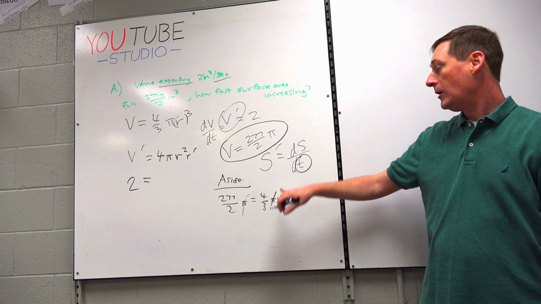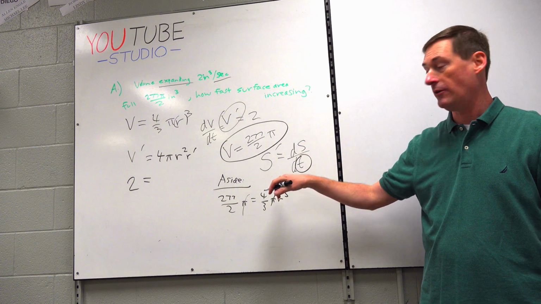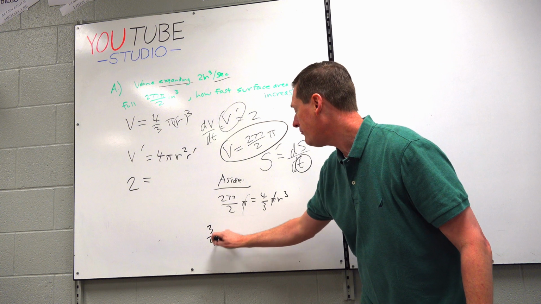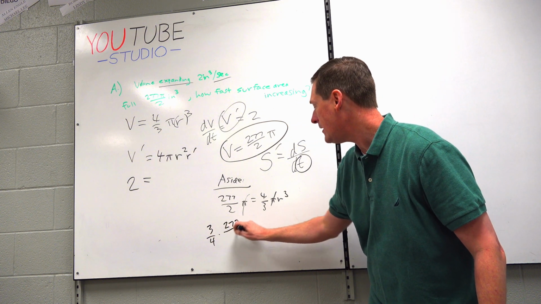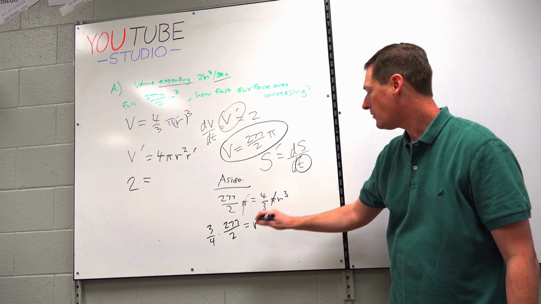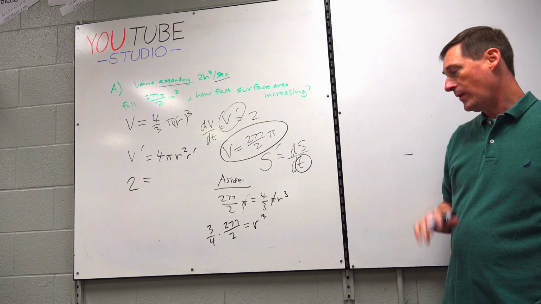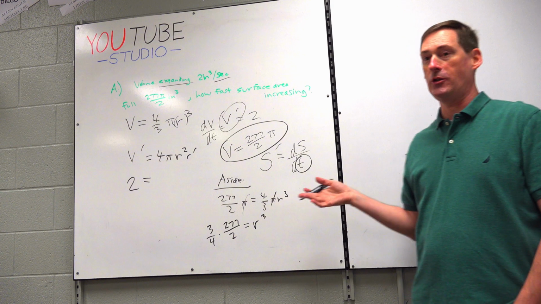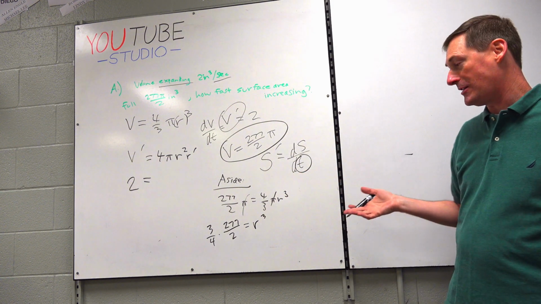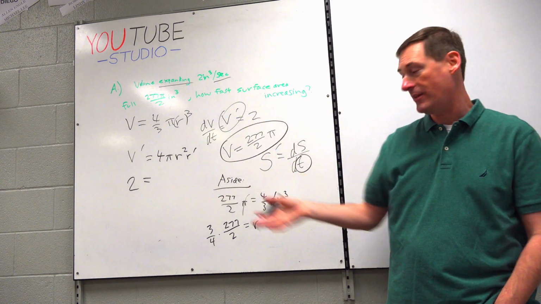Gone. Multiply by the reciprocal of 4/3. Wouldn't that be 3/4? So 3/4 times 277 over 2 equals r cubed. All right, Mr. Way, those are some crazy looking numbers. Well, guess what? I can't help it. It's a real life basketball. I can't control the real life basketball and give you nice perfect cubes and everything like that.